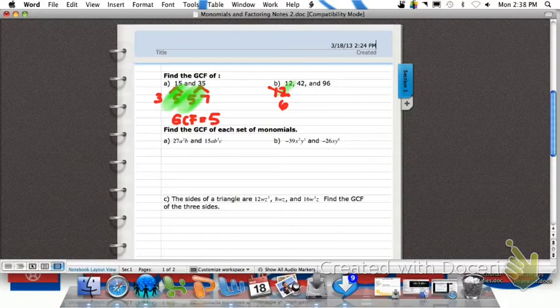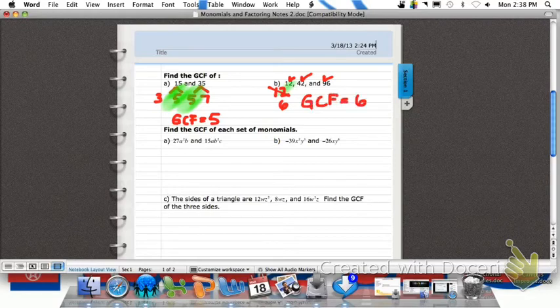Does 6 go into 96? Yeah, 6 times 16 is 96. So they all have a 6 in common. So it works here, it works here, and it works here. Since 6 is the highest of my low, that works. My greatest common factor is equal to 6.